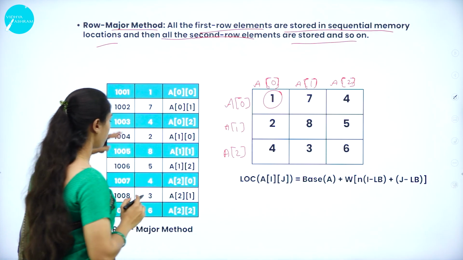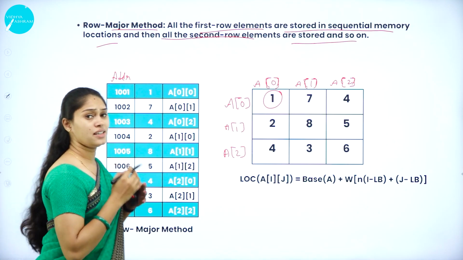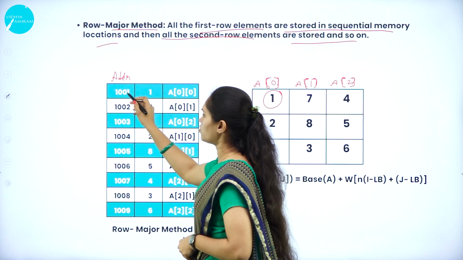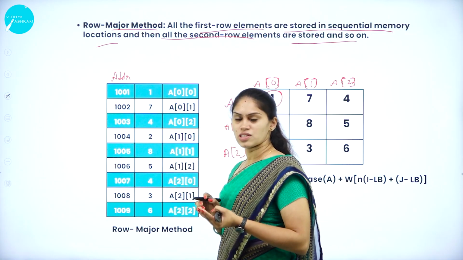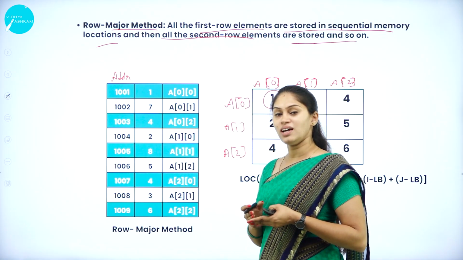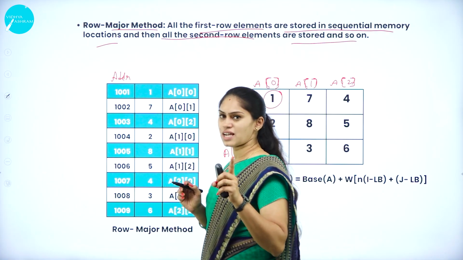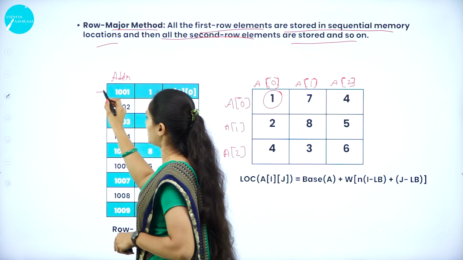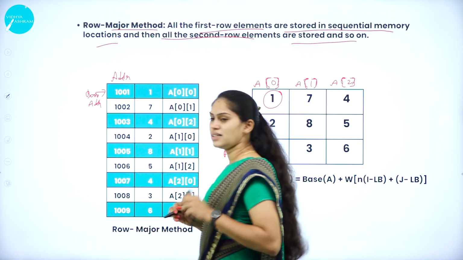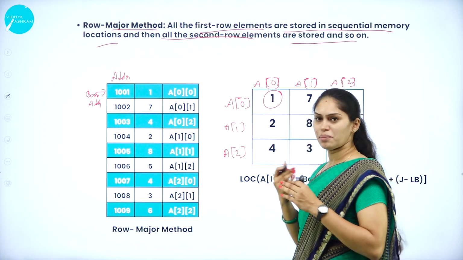If you look at this row major method, these are the addresses. These are continuous or contiguous memory locations. Here it starts from 1001. These are all assumed values; there is no restriction on the address. It is just an assumption that 1001 is the first address, of the element called 1, that is the base address. The base address is nothing but the address of the first element, which here is 1.